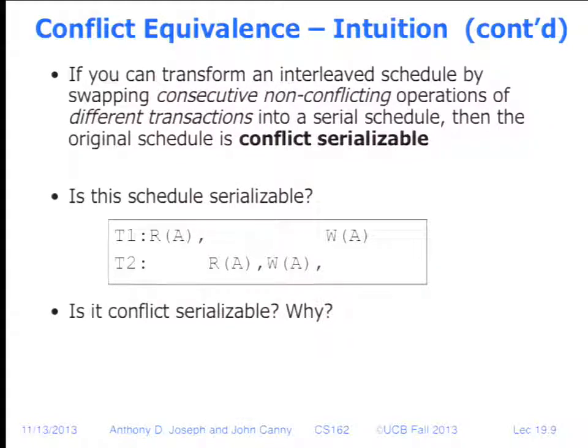So now let's try to answer this question. Can we give an answer in terms of the conflicts for this example? What are the conflicting pairs here, first of all?